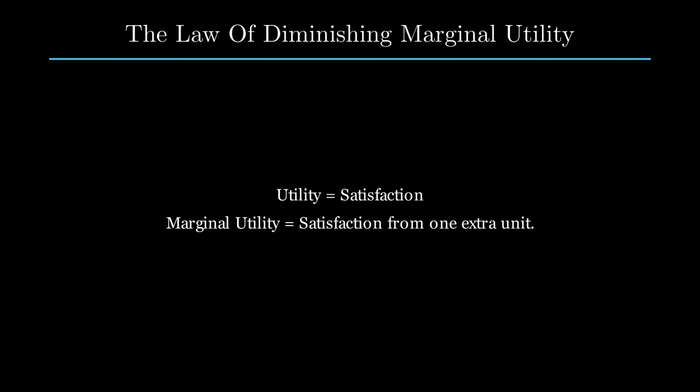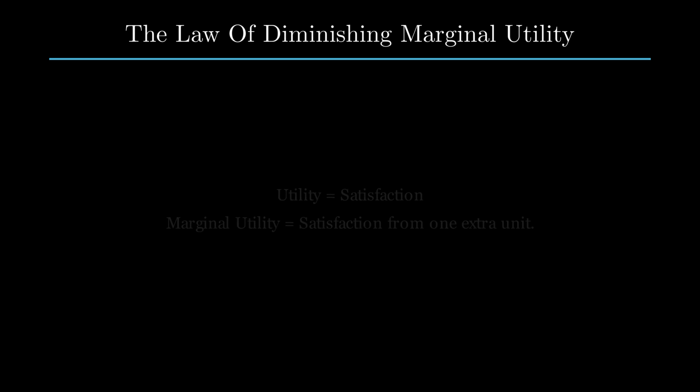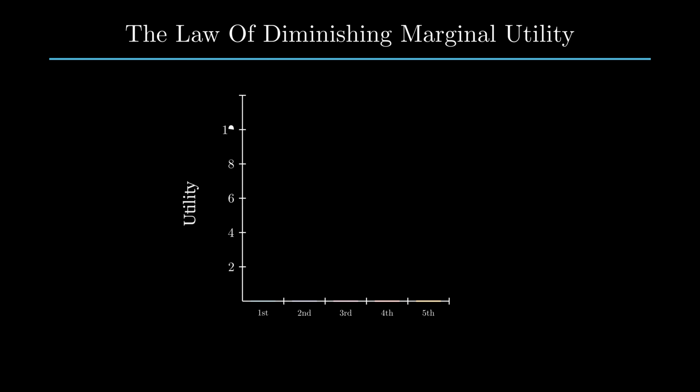The third reason is the law of diminishing marginal utility. Now this one is a bit more abstract but incredibly important. Let's break it down. Utility means satisfaction. Marginal utility means the extra satisfaction you get from consuming one more unit of a good. Here is a simple example using chocolate bars.